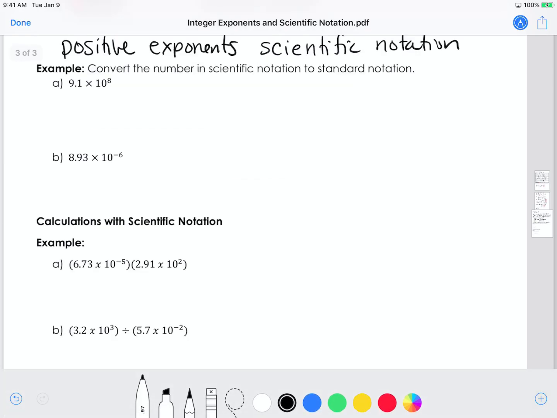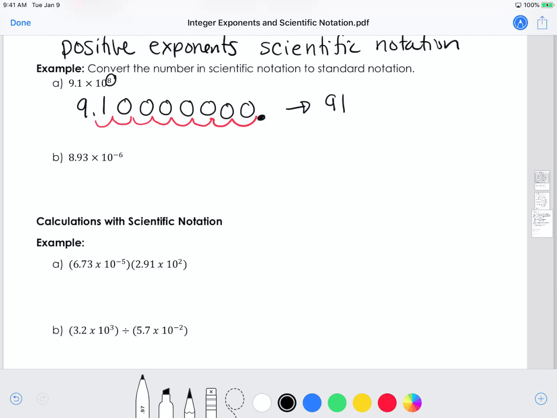Now going in the other direction, if I have something in scientific notation and I want to write it in standard notation, then we're going to count our decimal places. Since this is a positive 8, we know this is going to be a really big number, so our decimal place is going to go to the right. So I'm going to count how many places I move over to the right. We have to count 8 places: 1, 2, 3, 4, 5, 6, 7, 8. So this is where my new decimal value is, which means it's going to be 9, 1 with 7 zeros. So it's going to be 910 million.